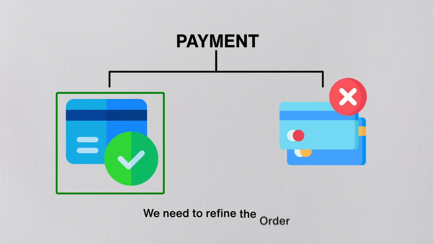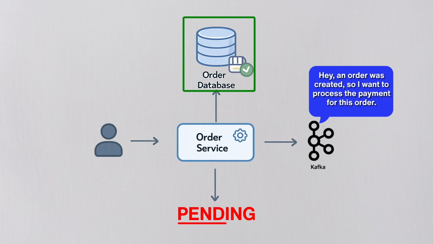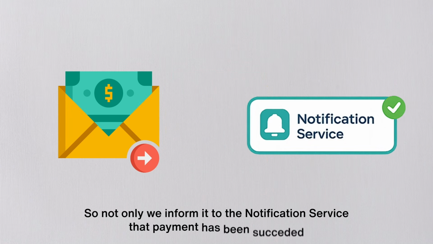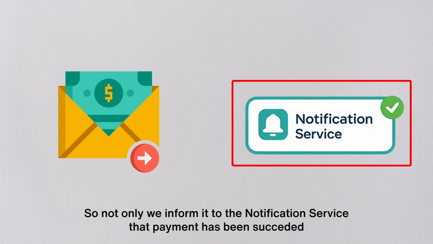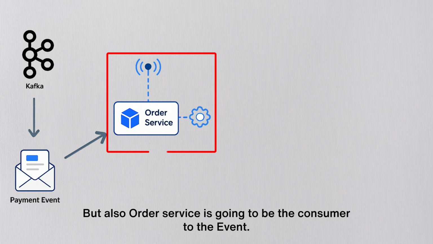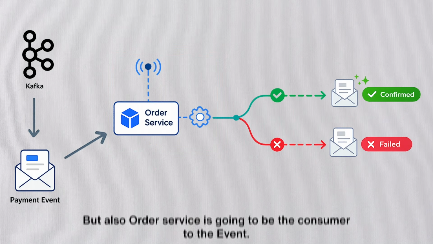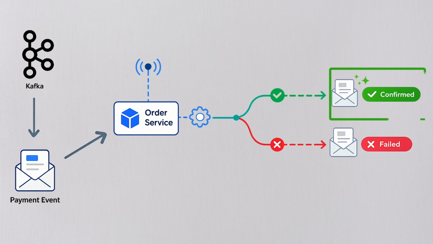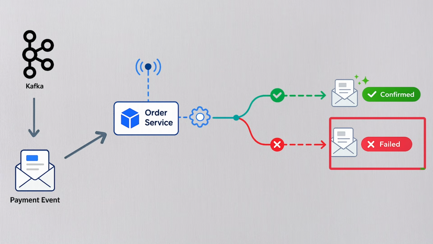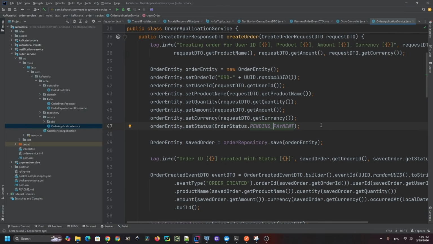And not only that, if the payment succeeded, we need to notify the orders in order to update the order that was pending payment, because now the payment is due. So not only do we inform the notification that the payment succeeded, but the order is also going to be a consumer of the payment, whether it was success or failure. If it's a success, then we need to mark it as confirmed. If it's a failure, then we need to mark it as a failure. And this is what we're going to be doing now.